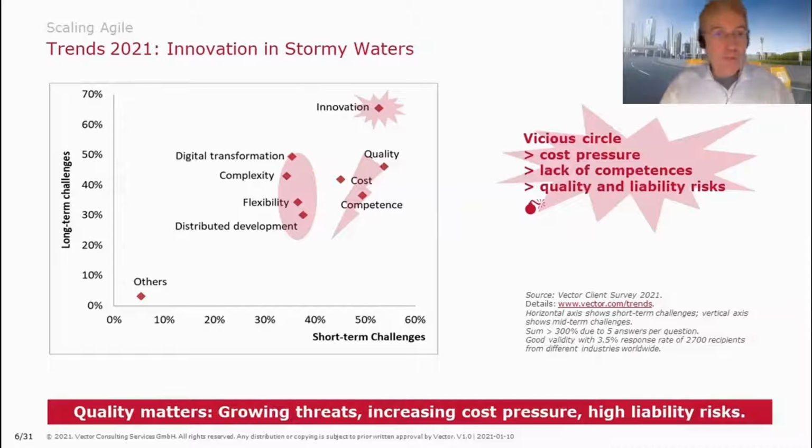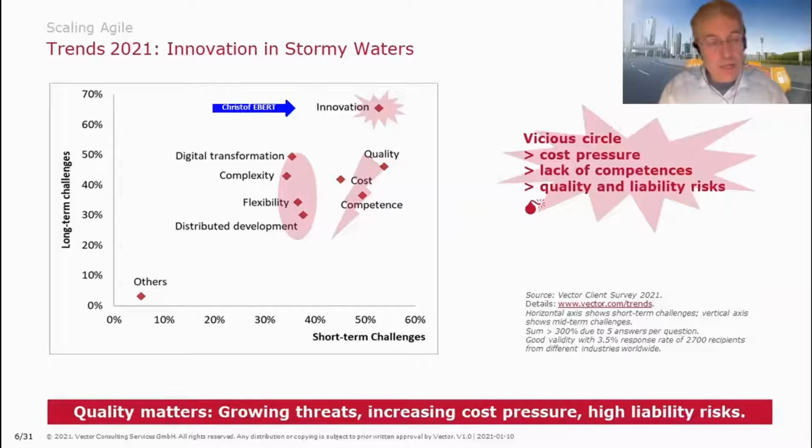Let me start with where we are and what are the trends. We just finished our annual survey for this year, and we label it Innovation in Stormy Waters because what we can see is that on the one side, it's very obvious companies really demand innovation. You see it's both the short-term challenge as well as the long-term challenge. The horizontal axis is short-term, the vertical axis is the long-term. The big theme, both short and long-term, is innovation.